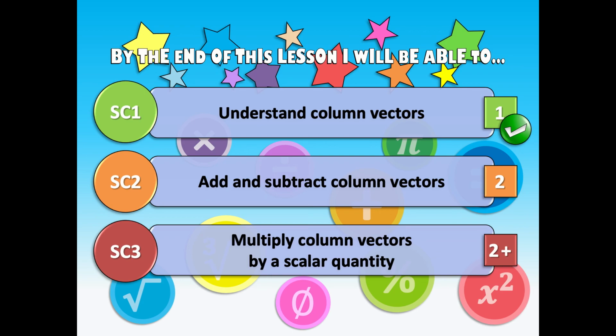And now we've completed success criteria 1. So now we're going to move on to number 2, and this is to add and subtract column vectors.